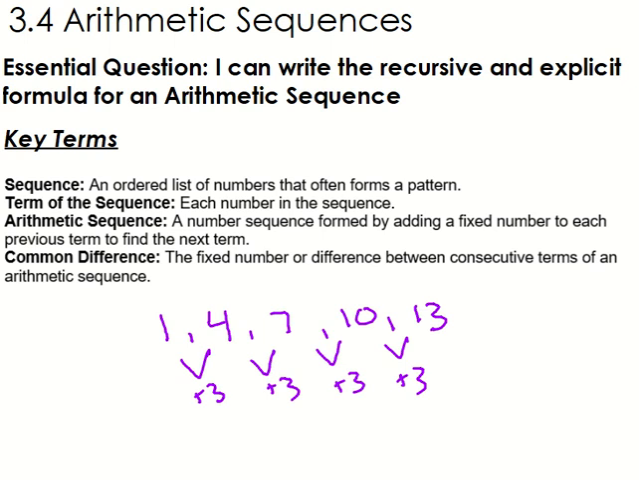Now, with sequences, there's also terms in a sequence. Not every sequence is going to start from one or from zero. They might start from 100. So there's always terms in the sequence. Here's the first term, the second term, the third term, the fourth, and the fifth. And when we finally are able to write our formulas, we can use that formula to figure out what the 100th term of the sequence would be without having to continue the pattern.